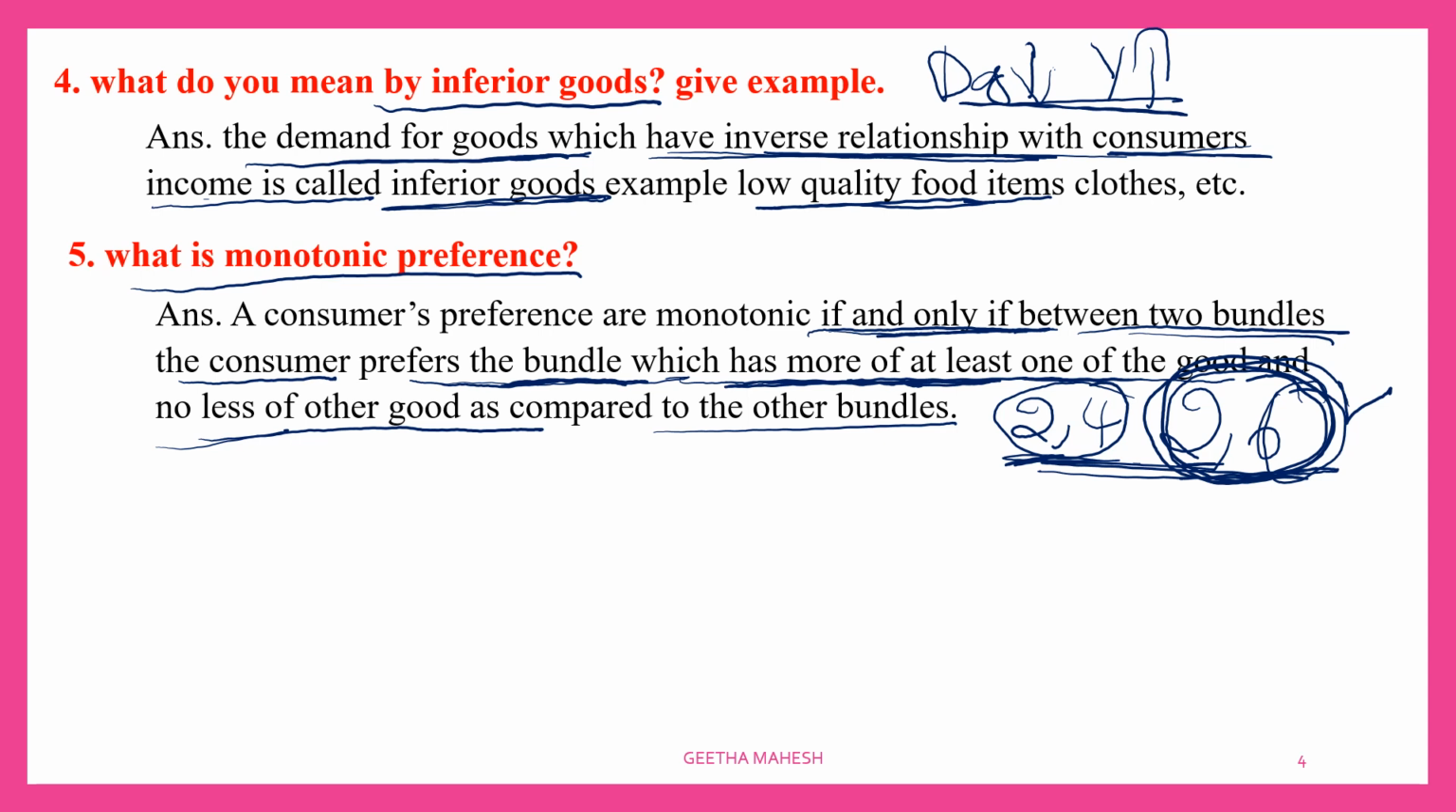Monotonic preference you can say in other words also. Monotonic preference refers to a rational consumer always preferring that combination which gives him a higher level of satisfaction. So in between these two, the consumer prefers the combination of 2 bananas and 6 mangoes compared to 2 bananas and 4 mangoes. So this preference we call monotonic preference.